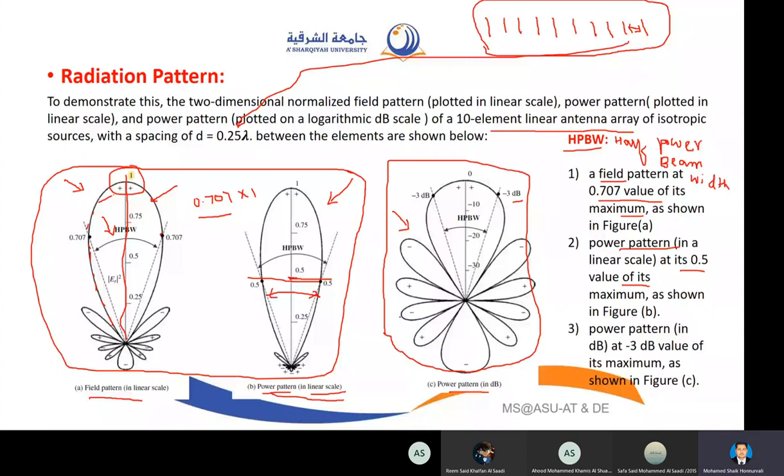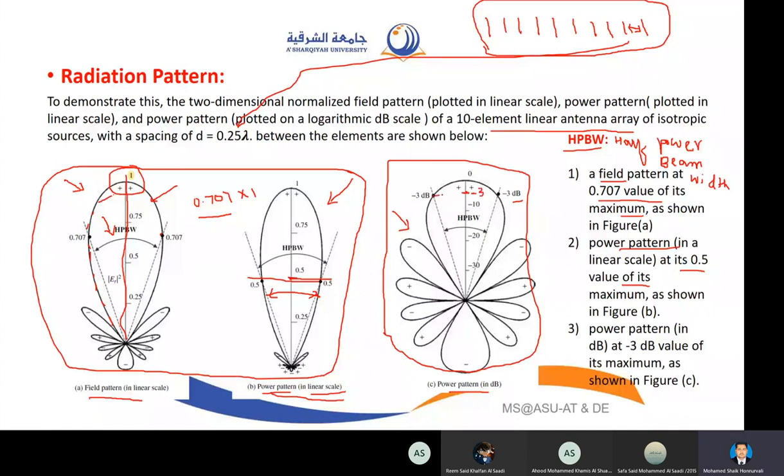If you have a graph that is the power pattern in decibels, how can you calculate the half power beam width? It is nothing but the angular separation between the points where the power level is at minus 3 dB. Straightaway you locate where minus 3 dB is here. Roughly in this graph you can see it will come somewhere around here.